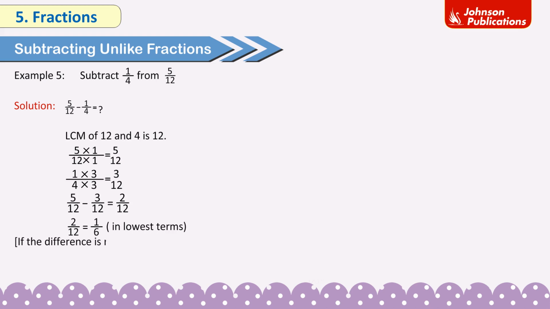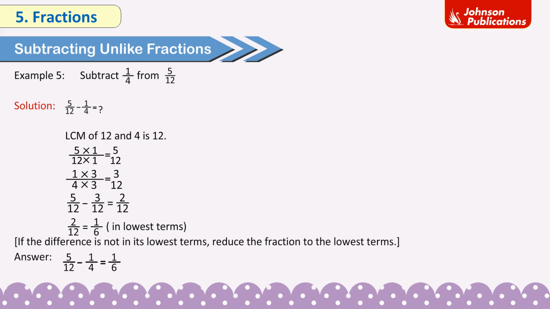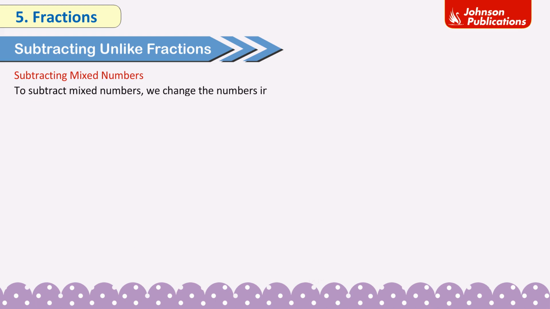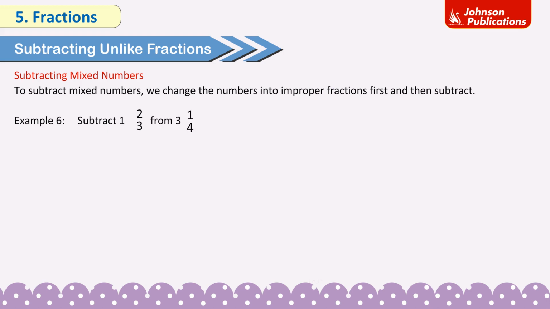If the difference is not in its lowest terms, reduce the fraction to the lowest terms. Answer: 5/12 minus 1/4 is equal to 1/6. Subtracting mixed numbers. To subtract mixed numbers, we change the numbers into improper fractions first and then subtract. Example 6. Subtract 1 and 2/3 from 3 and 1/4.